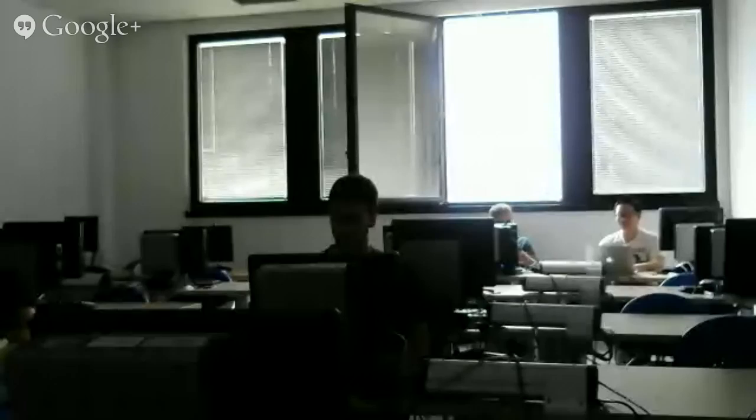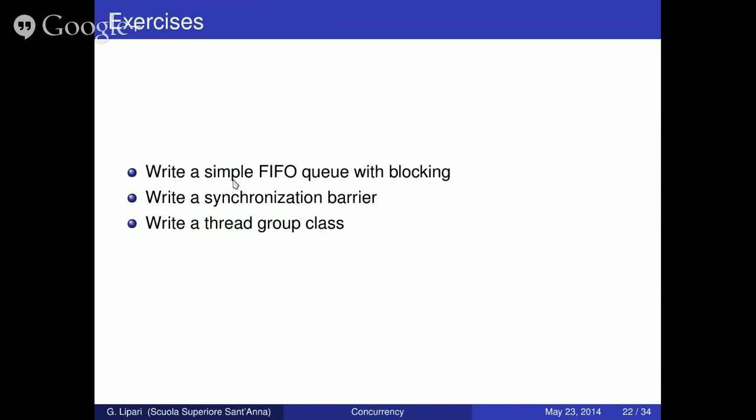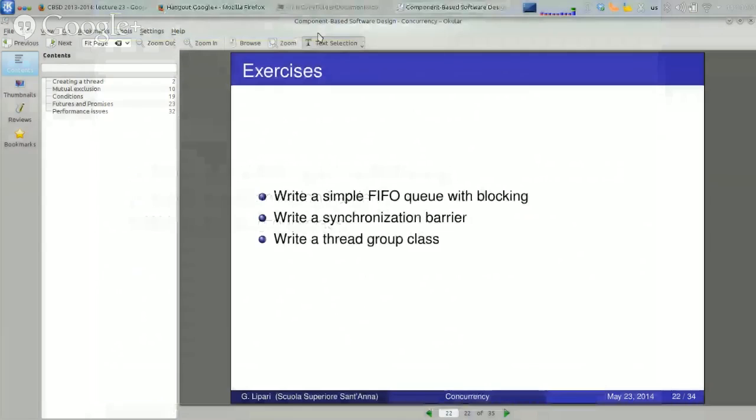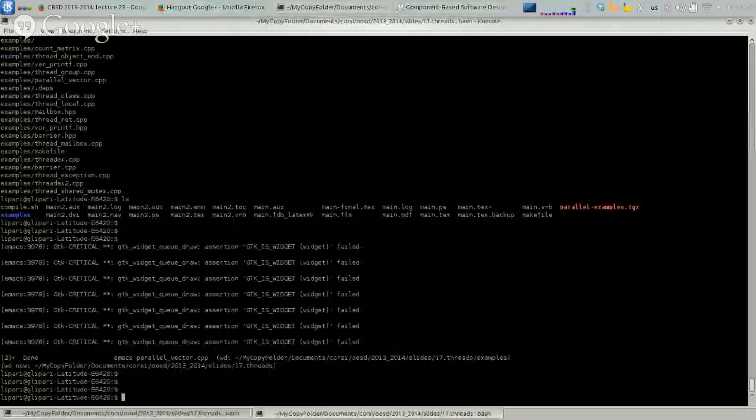Okay, so we have done some exercises. We have seen a simple FIFO mailbox with blocking on the producer and on the consumer, and we have seen a synchronization barrier. So let's go back to this example now and see what's going on with the synchronization barrier.